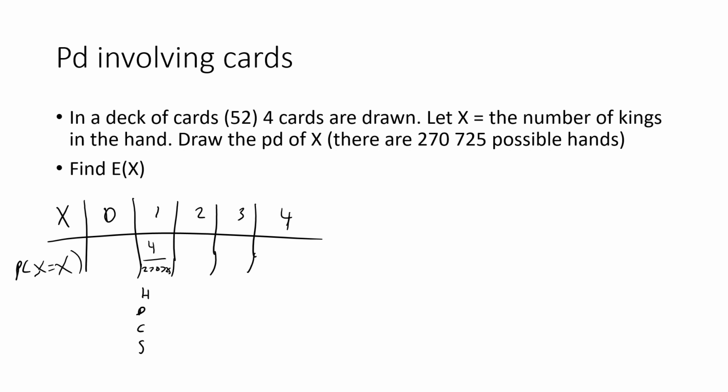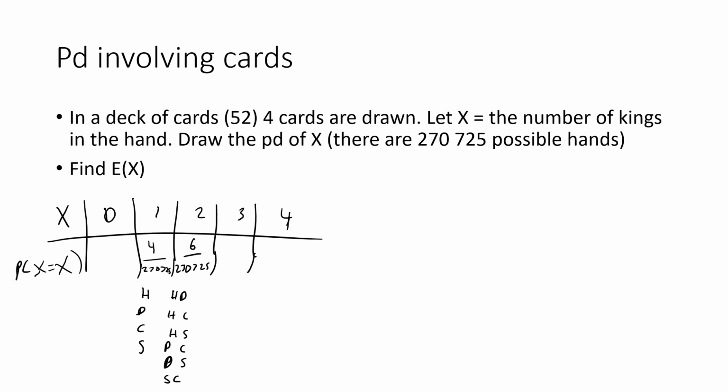Now, how many ways can we have 2 kings in our hand? We can have hearts and diamonds, hearts and clubs, hearts and spades, diamonds and clubs, diamonds and spades, and spades and clubs. So that gives us 6 out of the total number of combinations, 270,725.